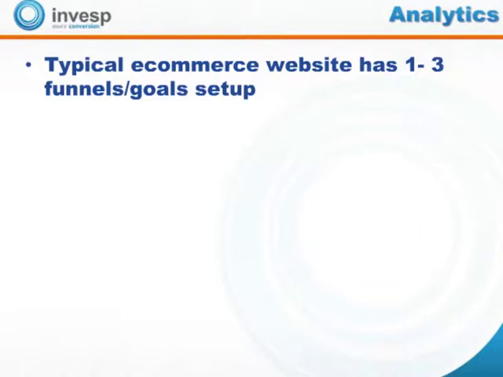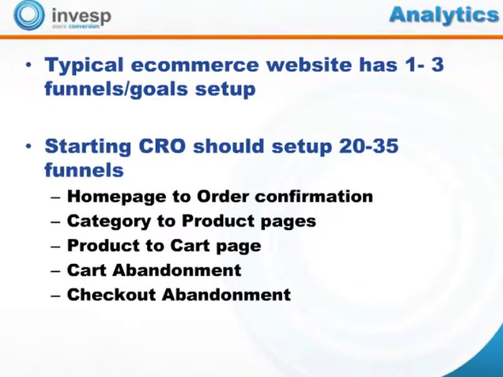But in order to do that, you want to set up anywhere between 20 to 35 different funnels for your website. Those really will start measuring each one of the areas of the website and how visitors are reacting to that. At a minimum, you want to track the navigation of visitors from the home page to the order confirmation, navigation from category to product pages, product to cart page, cart abandonment, and checkout abandonment. And what I like to see is each one of those segmented as its own funnel and compared, to help us do the analysis on each one of those goals or funnels for the website.